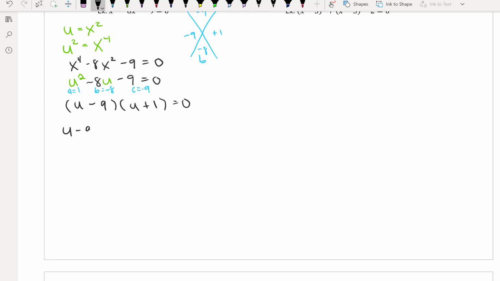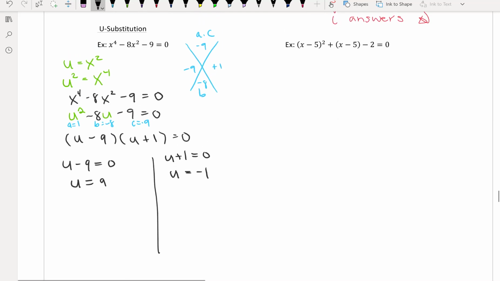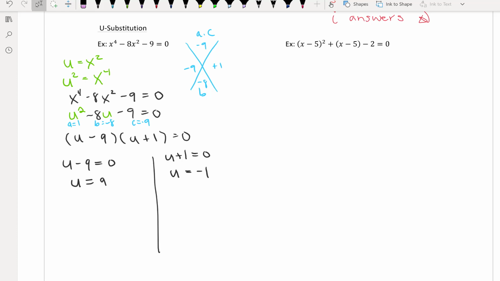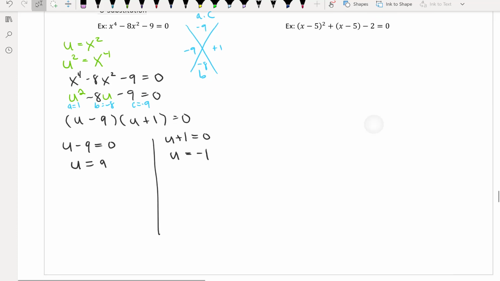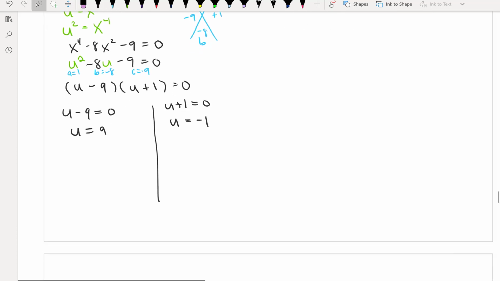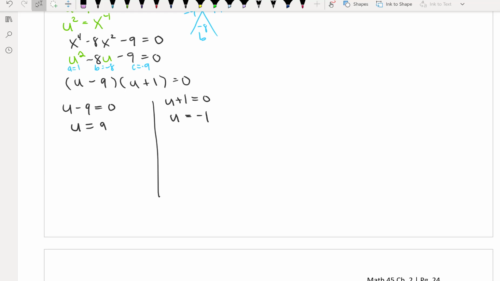So u minus 9 is equal to 0, so then u is equal to a positive 9. I also have u plus 1 is equal to 0, so that u is equal to a negative 1. But remember, u is not what we started with. We started with x. So at this point, we're going to have to do a back substitution.